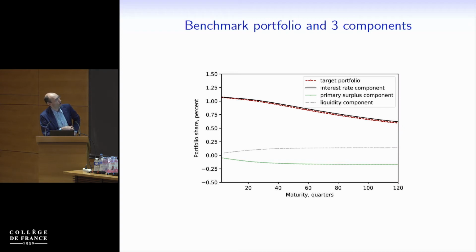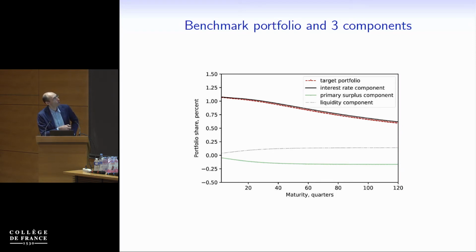So what do I plot here? On the x-axis is maturity, basically all the bonds from 1 to about 120 quarters, so here we focus on bonds up to 30 years. Here is the portfolio share in percent of all those bonds. The target portfolio is this line. And then the three other lines are the interest rate component, the liquidity component, and the primary deficit component.